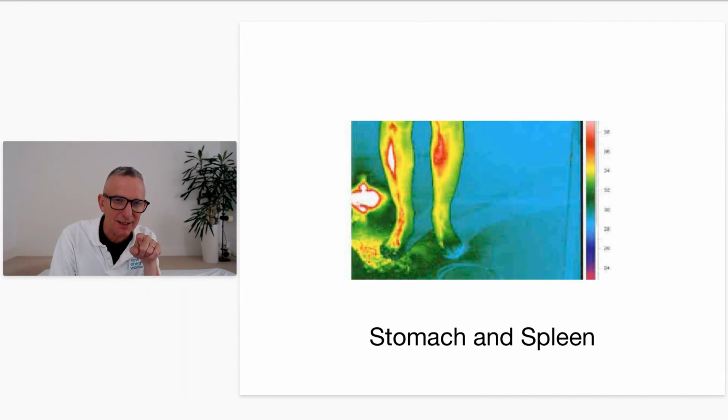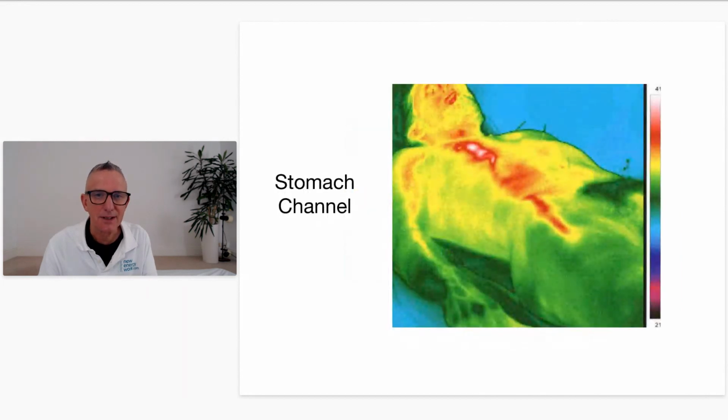It looks like it's creeping a little bit over into the liver channel to me, but you can see it going down the stomach channel and lighting up the spleen on the other leg, which is a long way away from the moxa there. Okay, and then we've got the stomach channel again. We've got another bit of stomach channel being lit up in a similar way.